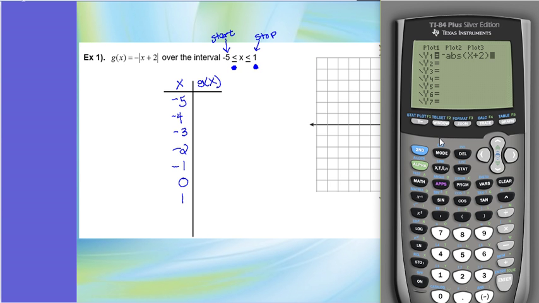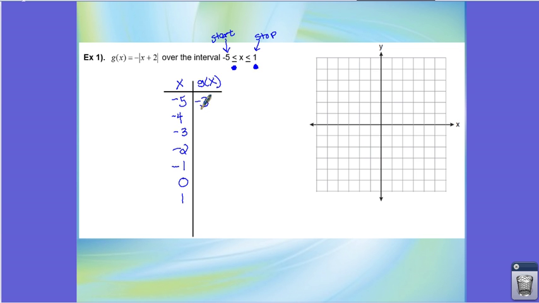So now let's hit second graph and we will see the table. This table begins at 0. We want our table to begin at negative 5. So we have to hit the up arrow key to find more negative numbers until we see when the input is negative 5, the output is negative 3.